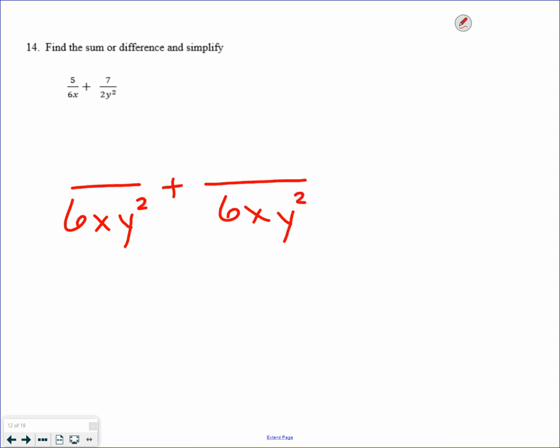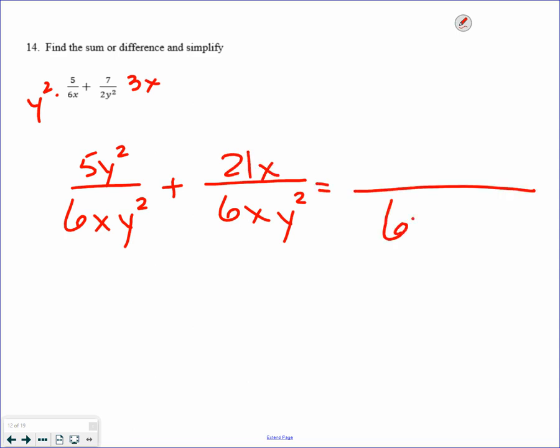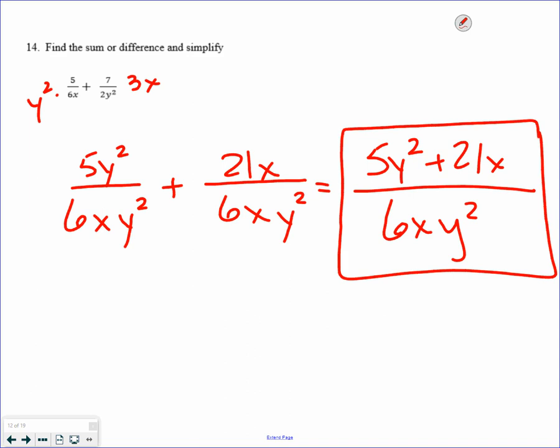Next, what do I need to multiply the first fraction by to get to that denominator? So I need to multiply the first one by y squared. I need to multiply the second one by 3 and x. And that's literally what we have to do now. The denominator is the same. Add like terms on the numerator. Now, there are no like terms, so ultimately that's my answer.